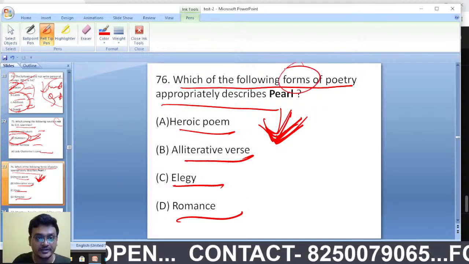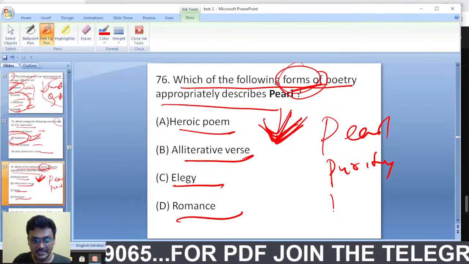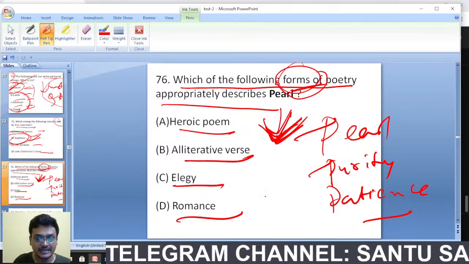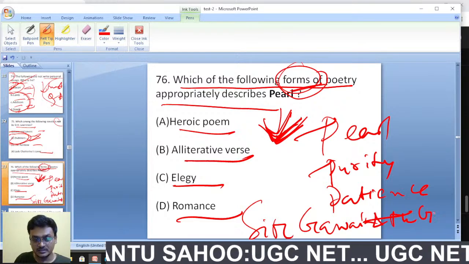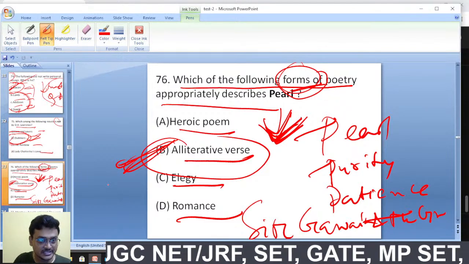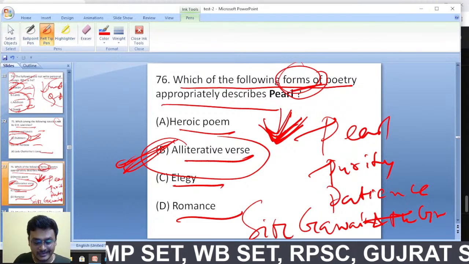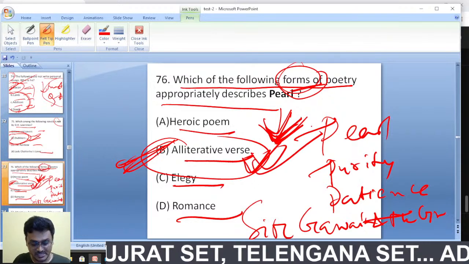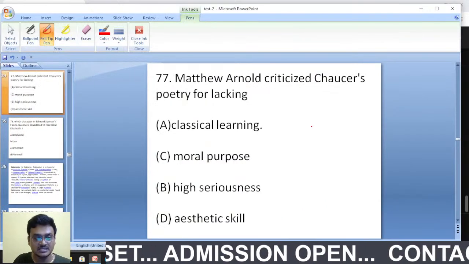I am talking about forms of poetry. Pearl, Purity, Patience, and Sir Gawain and the Green Knight. These are medieval alliterative works. It's not an elegy. So B is the right answer. Do you remember? Alliterative works, medieval: Pearl, Purity, Patience, and Sir Gawain and the Green Knight.